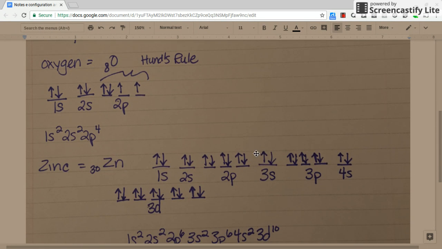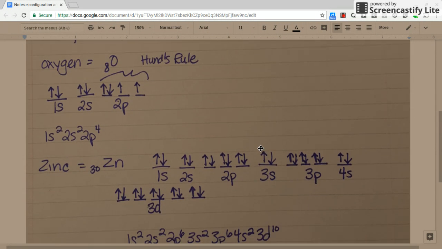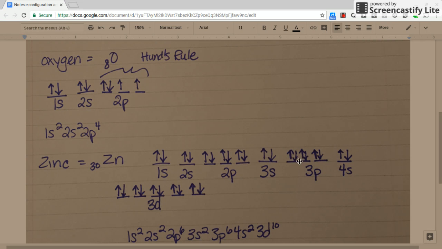All your s's have one line, 2 electrons. Then after the 3s, I go over to the 3p. All of your p's have 3 lines, so make sure you draw 3 separate lines, not one giant line, but 3 separate lines, and then your 6 arrows. Notice that I didn't put 3p to the 6th. I didn't put an exponent on the p. On orbital notation, your arrows are your electrons.